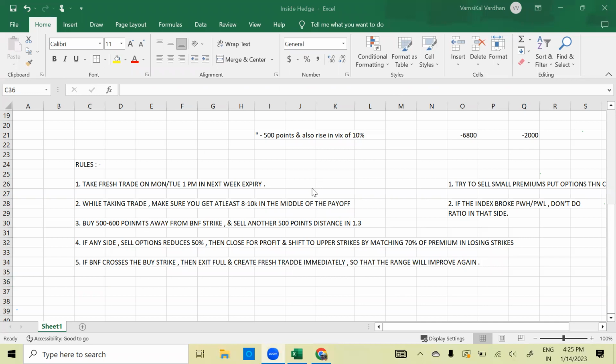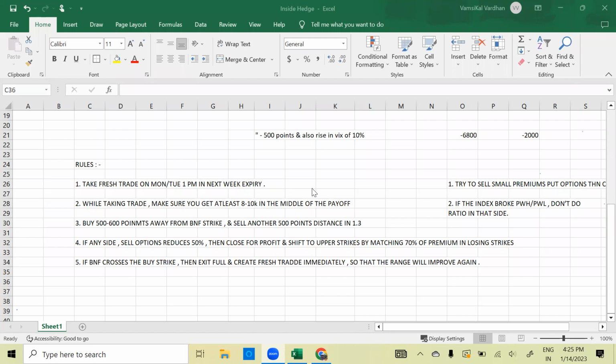Here, this method I tried for Nifty also, but in Nifty it is not working well because the Nifty premium is very much less. You can't even go for 300 points. If you go for 300 points, that is trading at 15-20 rupees, and 15-20 rupees will not help you in Nifty. So this will work better only in Bank Nifty. In Bank Nifty it will work very well.